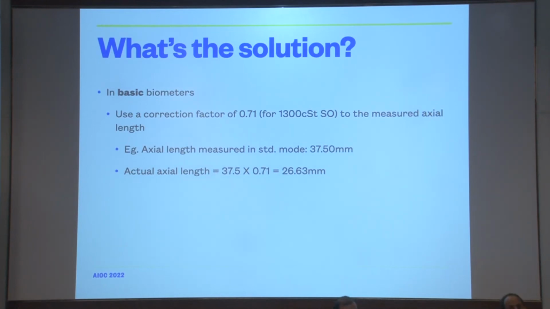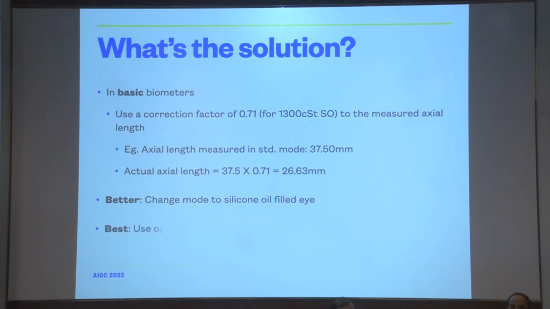Silicone oil filled eyes in the normal mode give a very long axial length. You just multiply it by 0.71, so you get the correct axial length of 26.63. This is what you can use as a basic formula. But better still is to change the mode to silicone oil filled eye if your biometer allows.